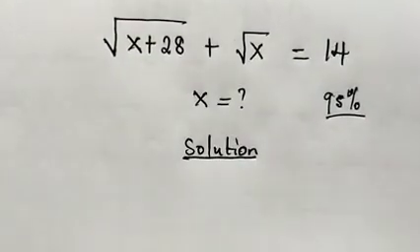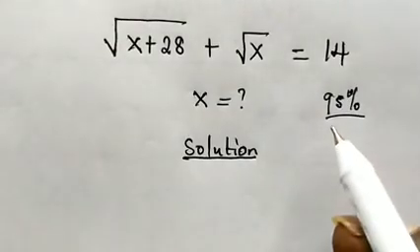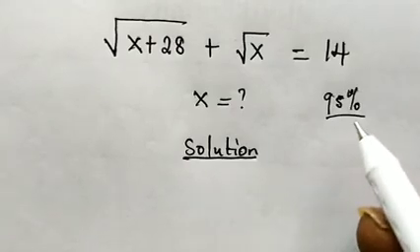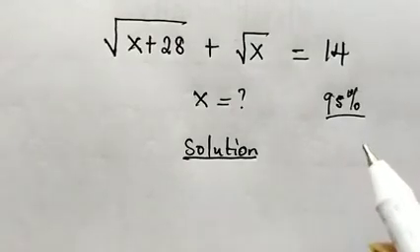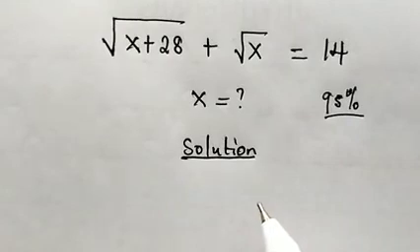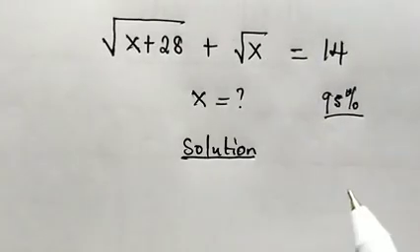Today we have a very nice radical equation. According to the author of this problem, 95% of students fail this problem. So how are we going to solve it? For a quick solution, we know that x must be a perfect square.